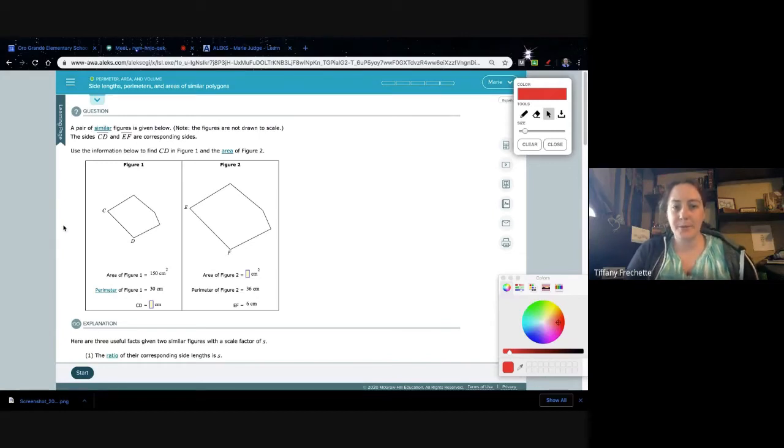Side lengths, perimeters, and areas of similar polygons. All right, so for the past couple weeks, we've been learning about perimeter and area. This one also is in the volume sector, but we're not doing anything with volume right now. But we've been doing a lot with area and perimeter. So now we're going to put area and perimeter together.